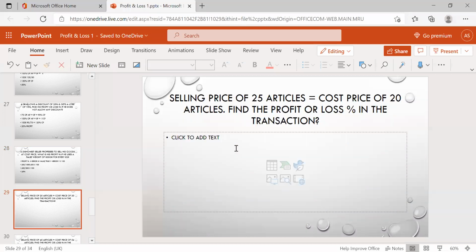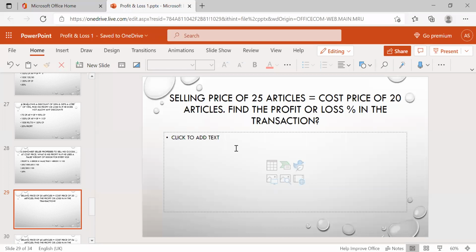Selling price of 25 articles equal to cost price of 20 articles. Find the profit or loss in the transaction. Can anyone say, is it profit or loss first of all? Then I'll explain this problem. First, read the question. Then say whether it is a profit or a loss.